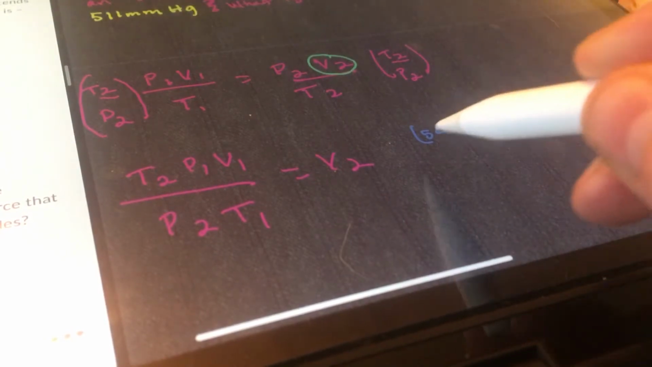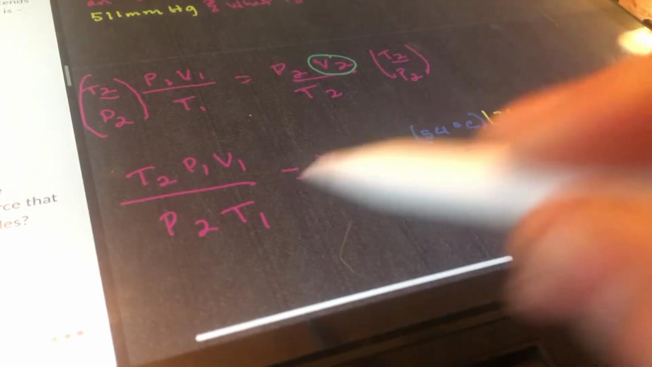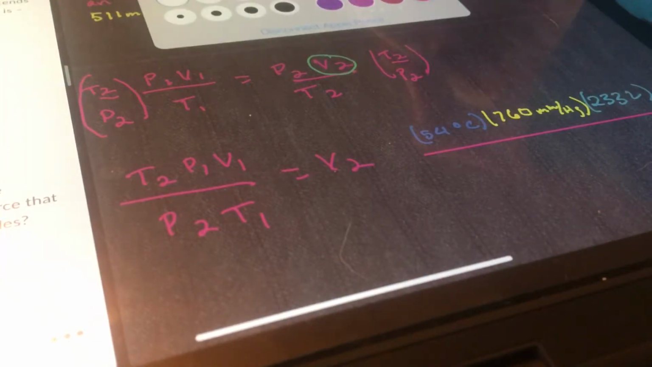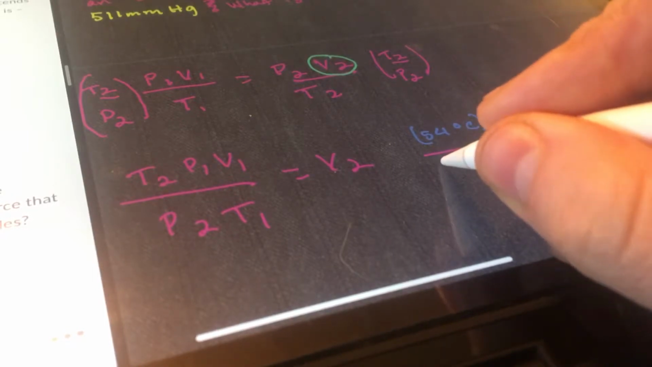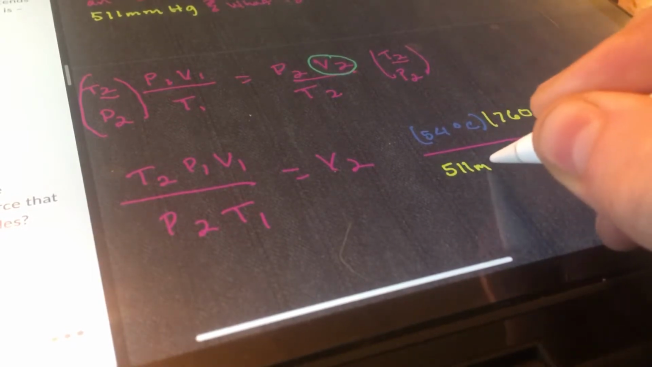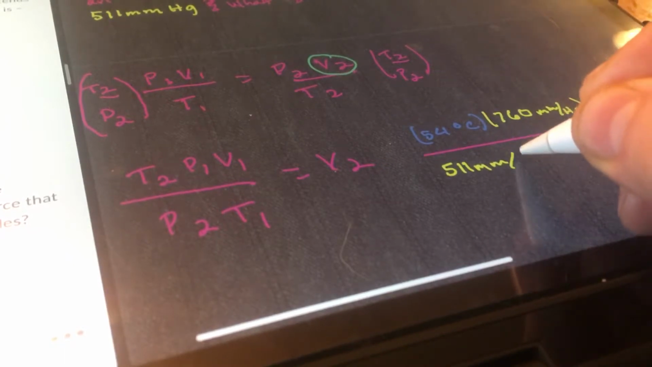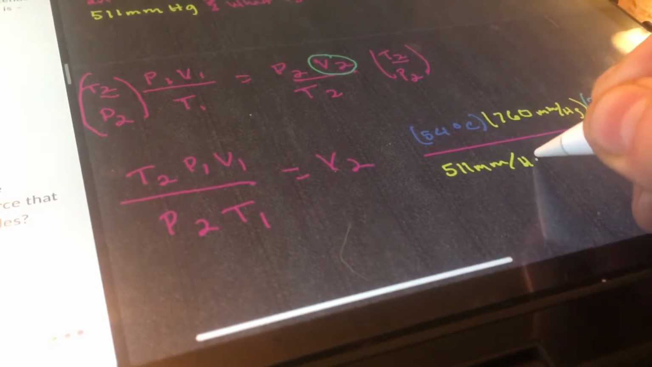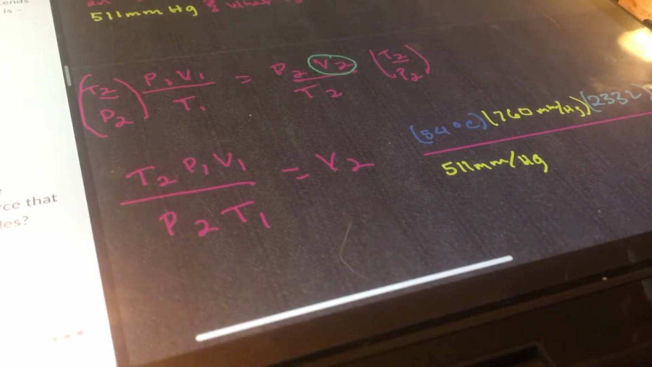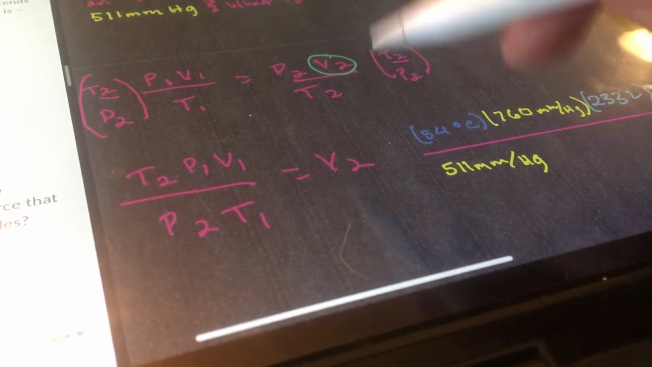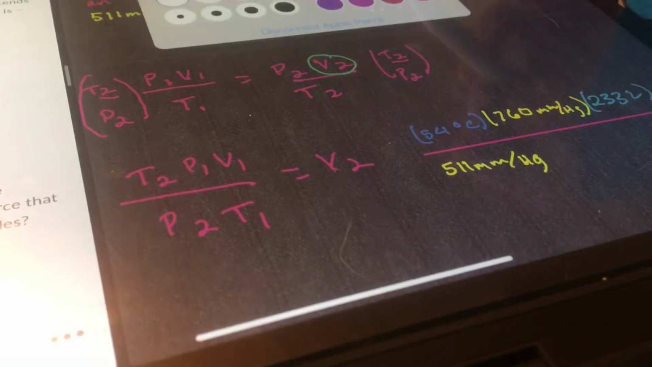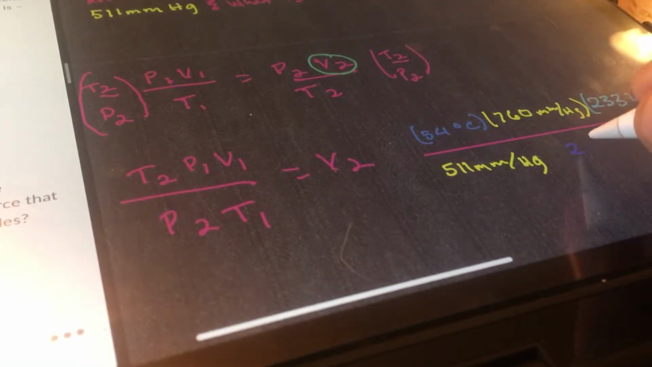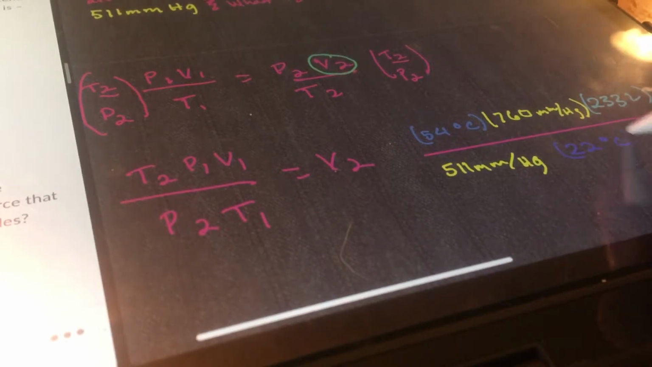Okay, this is all over P2, which is 511. Because the pressure reduces when we go higher, there's less gas pressing down on us, so that number is going to go lower. And T1 is 22 degrees Celsius. Rightio.